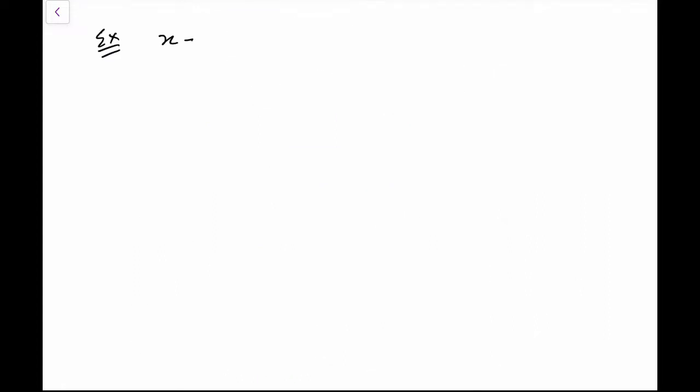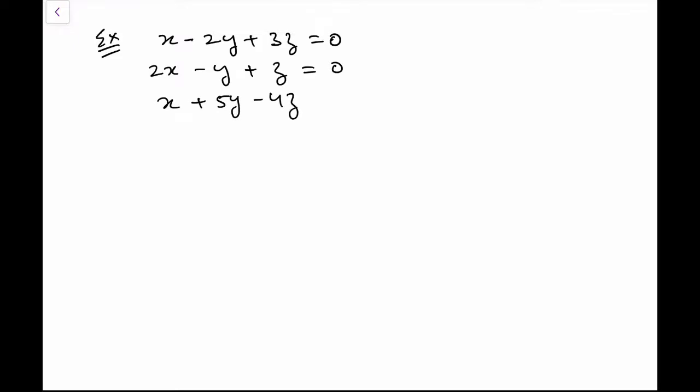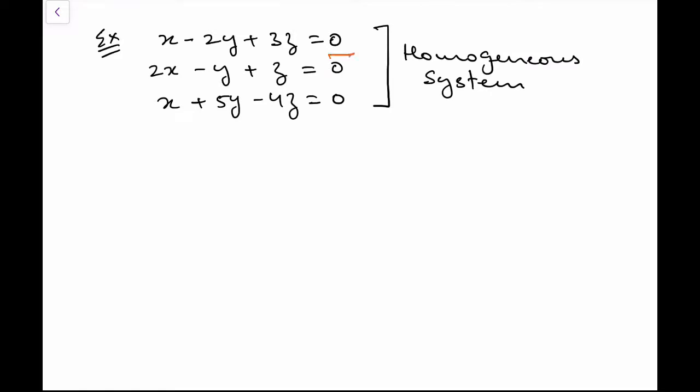For example, x minus 2y plus 3z is equals to 0, 2x minus y plus z is equals to 0, x plus 5y minus 4z is equals to 0. These are the homogeneous system because all the values of b or constant terms are 0.